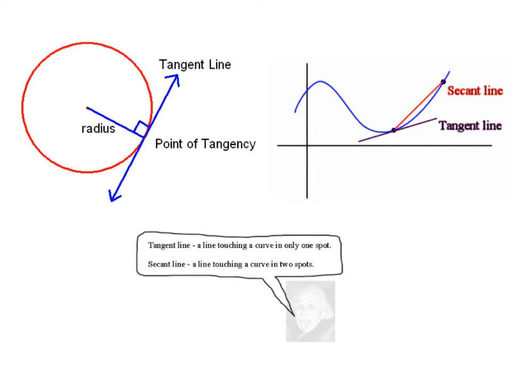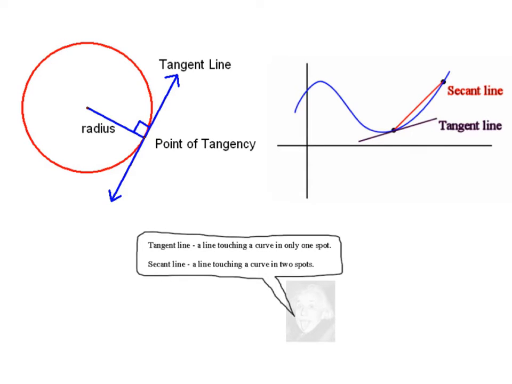To begin, here's a review of several terms that we're going to be using here. Back in geometry, when we talked about a circle, you can see the circle here and the radius. We said that a line was tangent to a circle if it intersected the circle in one point. This point was called the point of tangency. So a tangent line, a definition, is a line touching a curve in only one spot. This is the calculus definition.